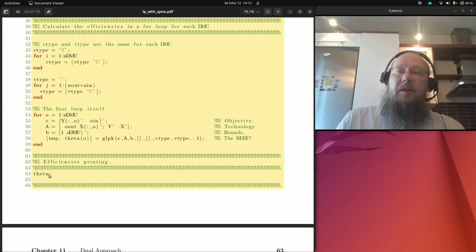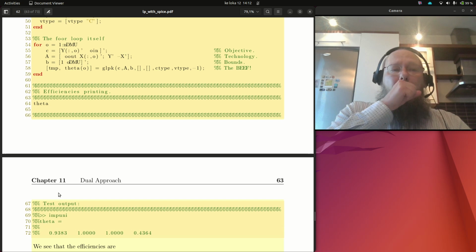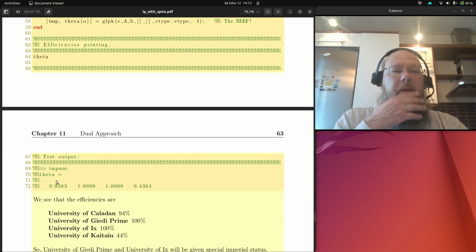Again, I don't demonstrate this with Octave. You have seen Octave demonstrations a lot. You should be able to do it yourself. I'll just show a little bit of output.